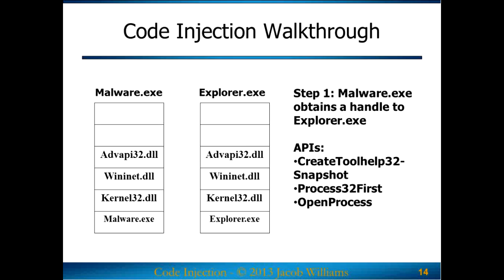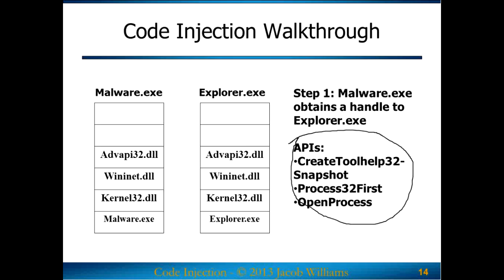Now let's take a look at an actual walkthrough of this process. I've got this malware.exe process that's running. Let's just assume again that we got exploited by a malicious Flash zero day. My malware.exe has a number of DLLs loaded, and it targets explorer.exe. The first thing it's going to do is get a handle to explorer.exe. There are some APIs down here for each step that I'm going to point out, and then I'll walk through this in a little bit more detail as we go.